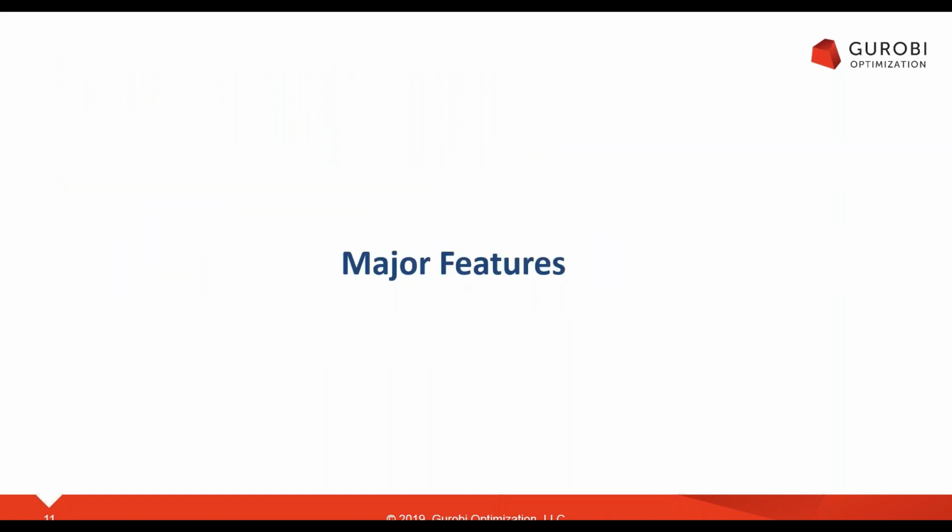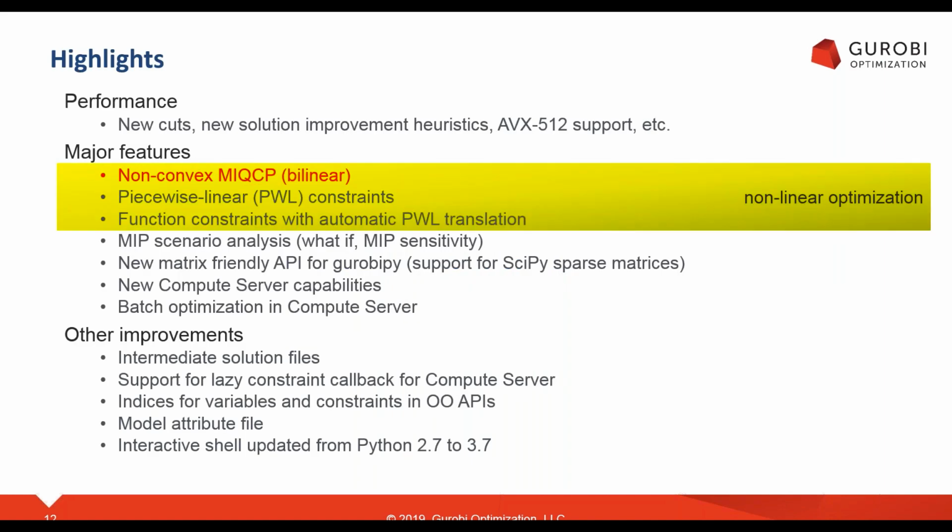Okay, now coming to the major features that we added, and Gurobi 9.0 is actually a feature release with lots of new features. So one of the main things that we added to Gurobi 9.0 is a step towards nonlinear optimization. So here we have these two main features that play into this, which are the support for bilinear constraints, which then means general non-convex MIQCPs can be solved, and the support for piecewise-linear constraints. So let's start with the bilinear ones.